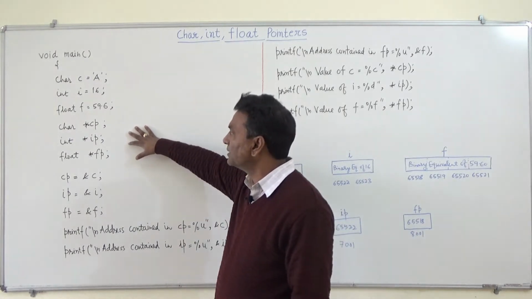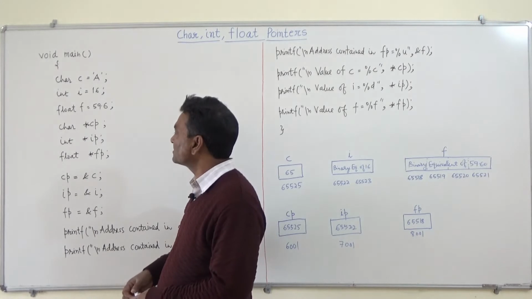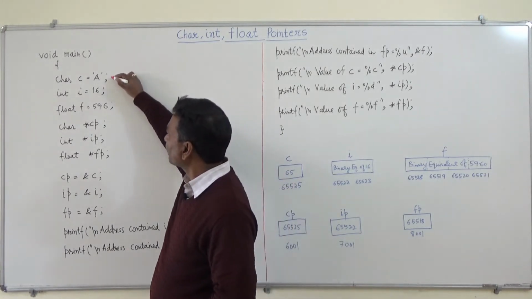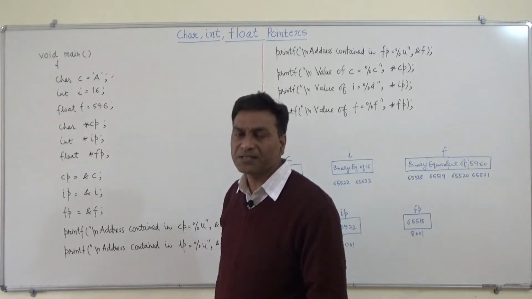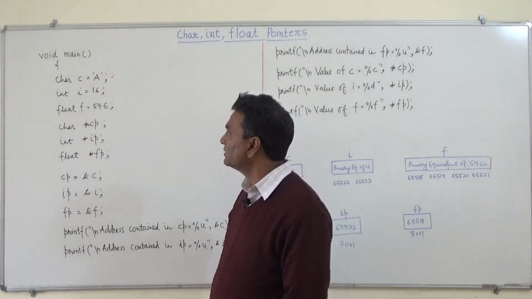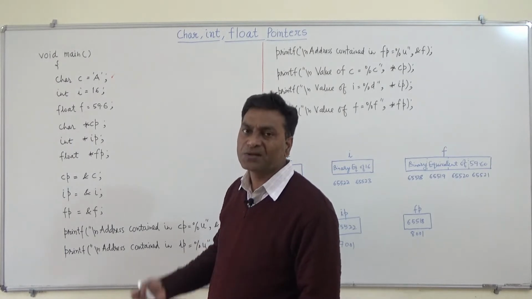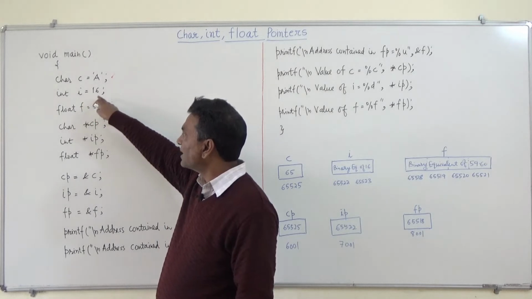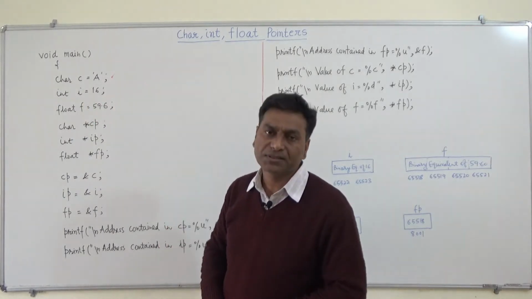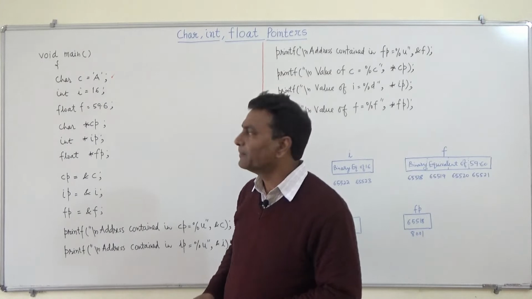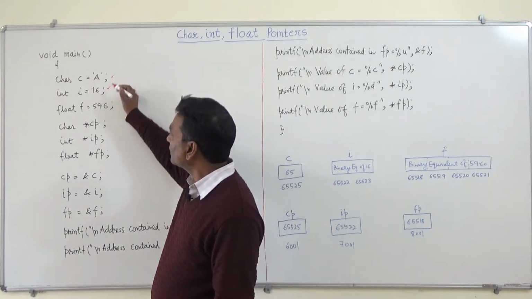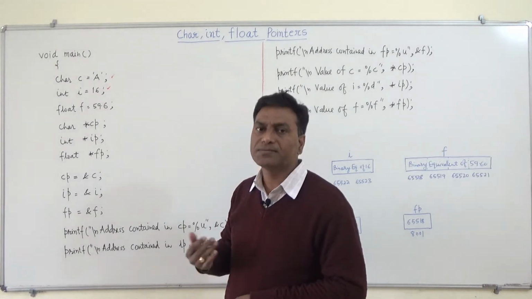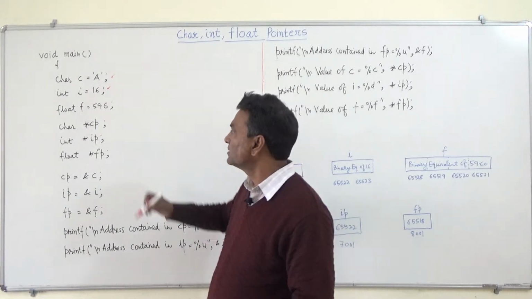In this we have taken three variables. First variable is character type, it is C, and the value of C is A, capital A. So its ASCII equivalent will be 65. And second variable is I, and its value is 16. It is of integer type. And third variable is F. F is float type, and its value is 59.6.